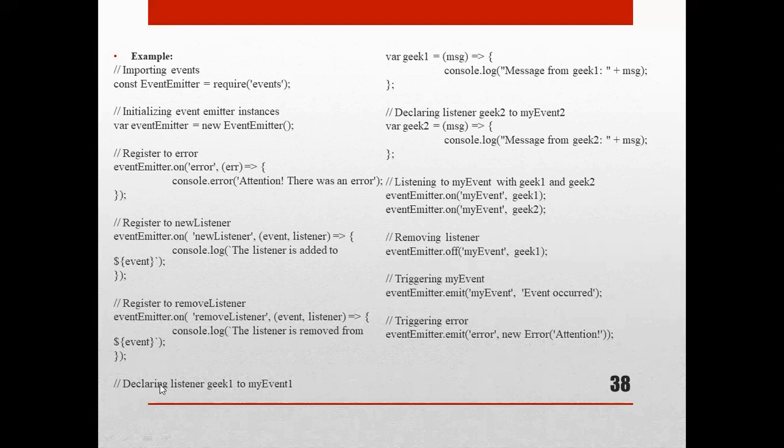Then we are going to declare the listeners, jig1 to myEvent1. That jig1 listener contains one message, console.log message from jig1, which we are going to trigger at the end. Then we declare another listener, jig2 to myEvent2. These are two events, myEvent1 and myEvent2. So we are going to register for newListener and removeListener, and declare these two listeners, jig1 and jig2, to myEvent1 and myEvent2. That jig2 contains another message, message from jig2, and that particular message we are going to trigger.